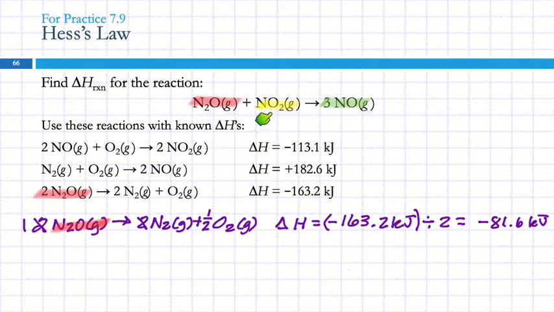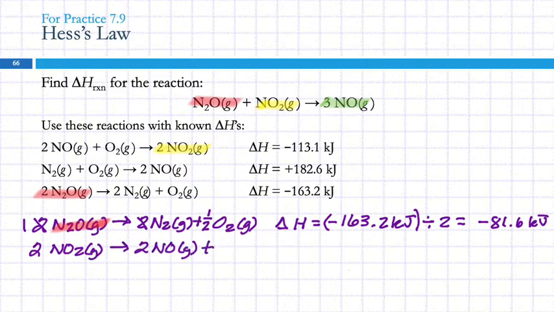So NO2 is another reactant, so let's locate that. There's NO2. So it's the product there, so I need to write the reaction backwards, right? So I'm going to write that one backwards. 2 NO2 gas is going to make 2 NO plus O2. Delta H is negative 113.1 kilojoules.